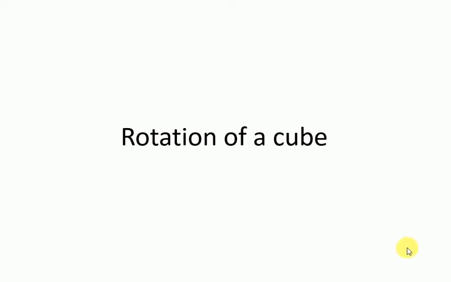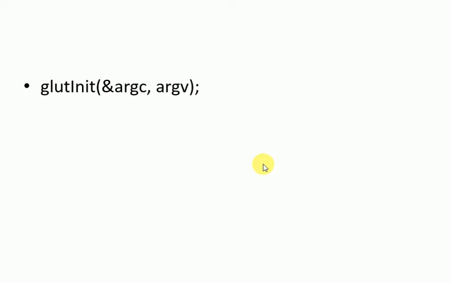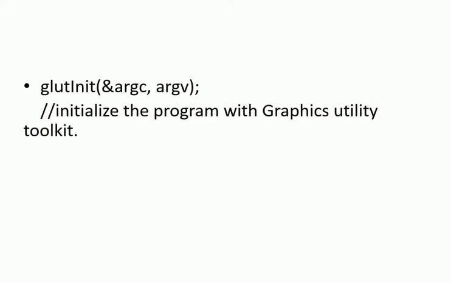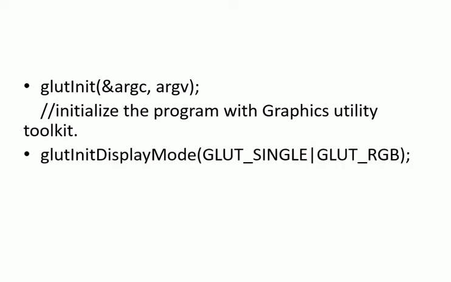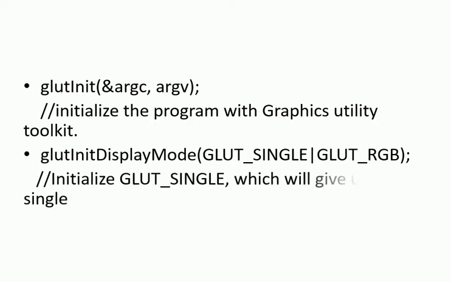The next program is the rotation of the cube, and this program and the next program are almost similar. Let us look at the program. Initially, glutInit specifies the initialization of a program with the graphics utility toolkit. glutInitDisplayMode will initialize GLUT_SINGLE, which will use a single buffer, and set the RGB mode.